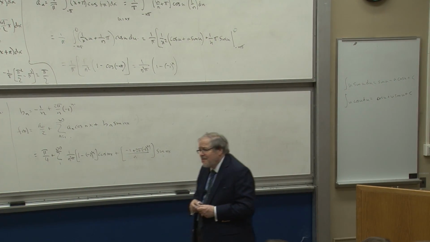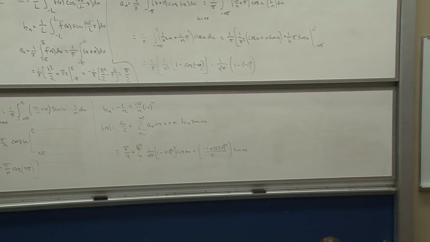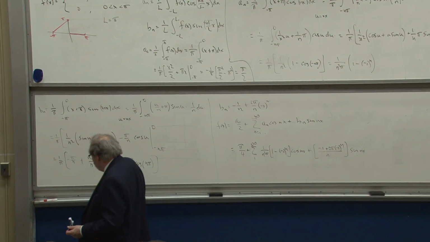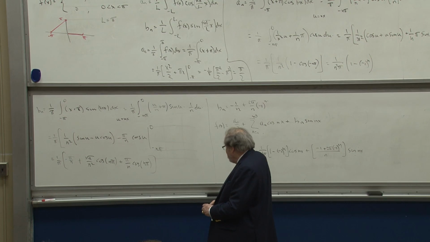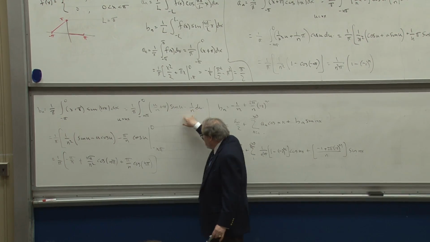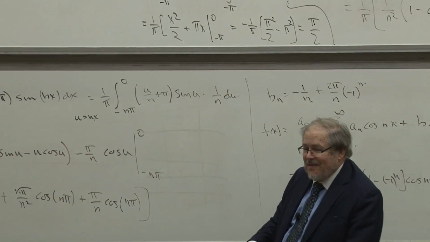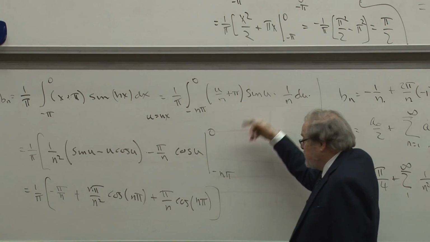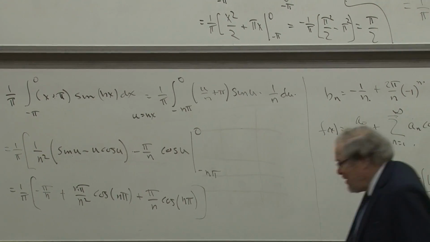Yes, sir. N's u sine u du. N's are constants. It's the n squared. N's a constant, pi is a constant. Just, all right. What's left?